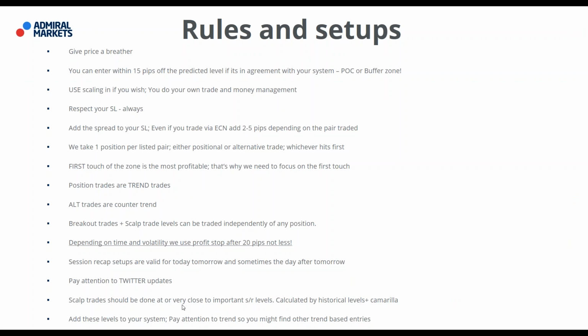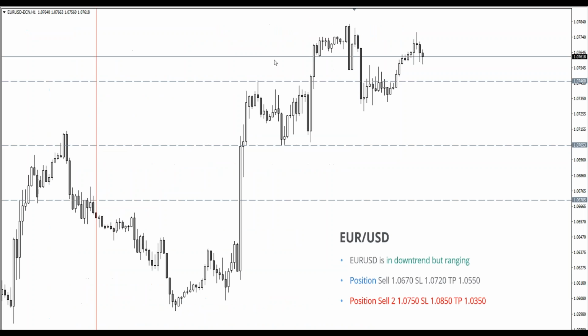Scalp trades should be done at or very close to important support and resistance levels. Those are calculated by historic levels and Camarilla. Add these levels to your system. Pay attention to trends, you might find other trend-based entries. And don't forget that pips pool is the maximum available number of pips you could have got on recap entries. So these are the rules and setups.